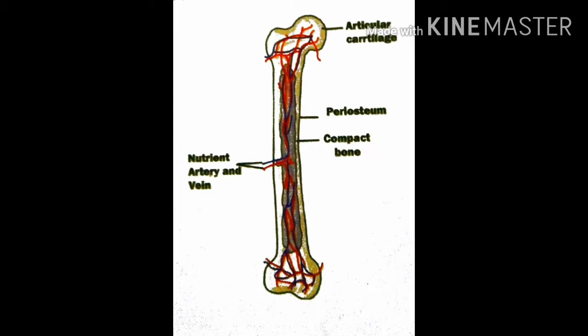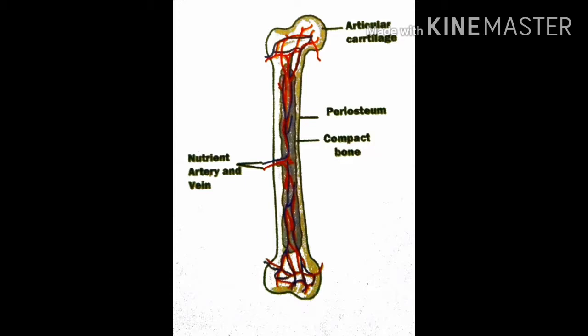A jelly-like substance called marrow is present in the middle of the bone. Which is present in the middle of the bone? Yes, marrow. Special cells in the bone marrow produce different types of blood cells.